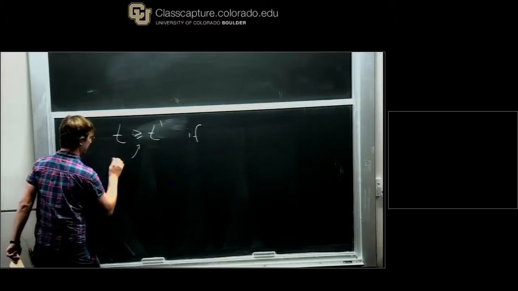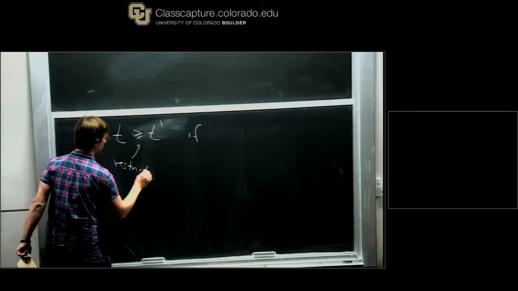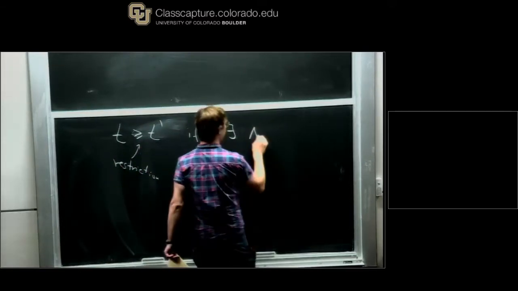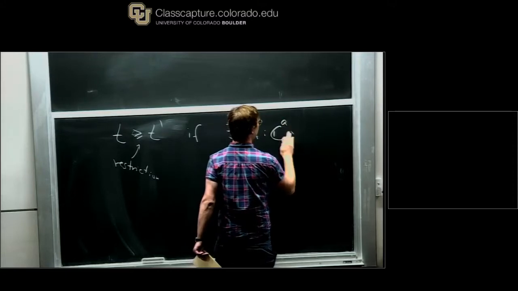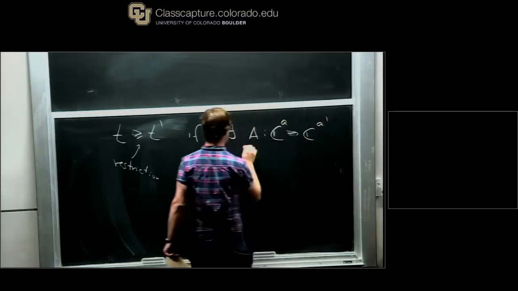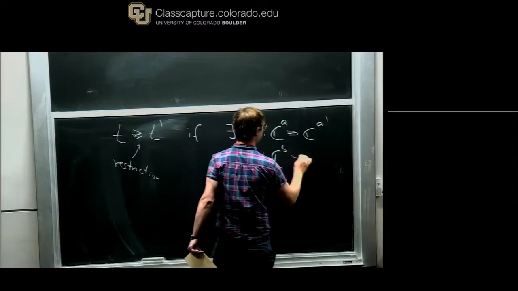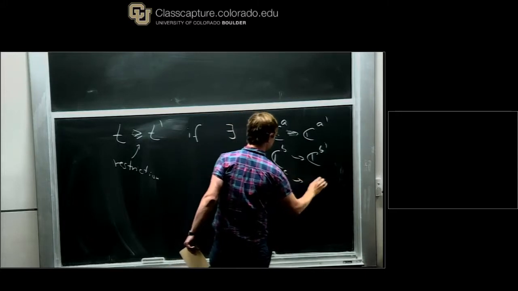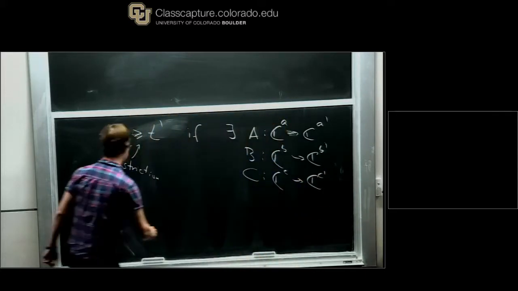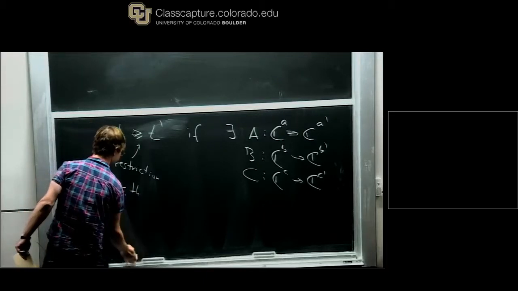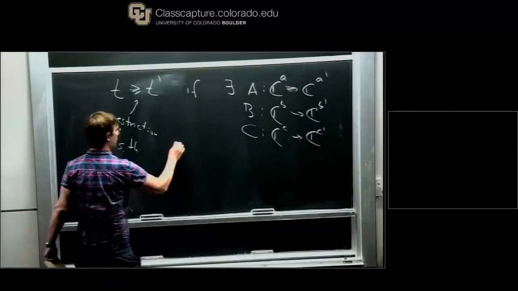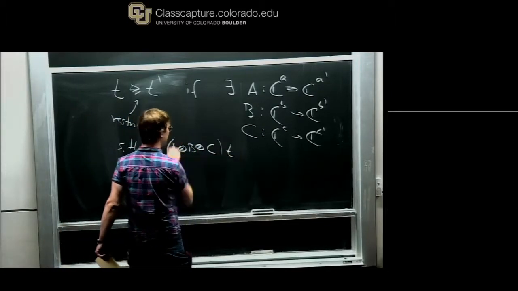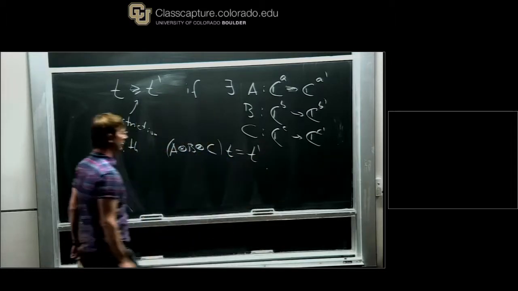And we call this restriction if there exist linear maps A from C^A to C^A prime, B from C^B to C^B prime, and C from C^C to C^C prime, such that A tensor B tensor C applied on T is equal to T prime.